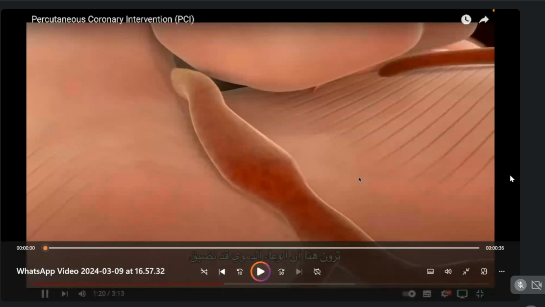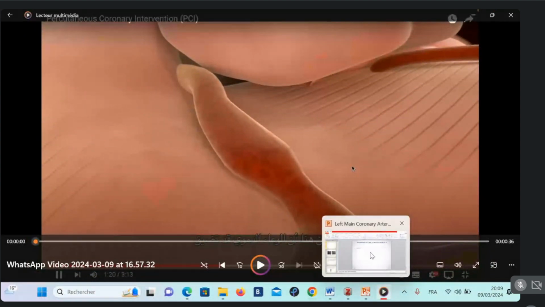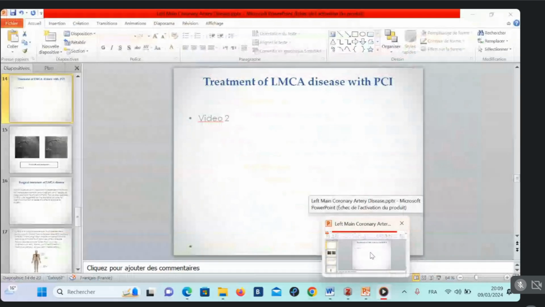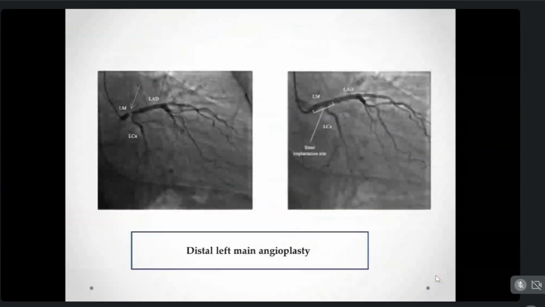Okay, I hope that this video helped you to know more about percutaneous intervention. I have also other pictures which show a stenosis of the left main artery here. And after the angioplasty, there is no stenosis, the blood flow is good.